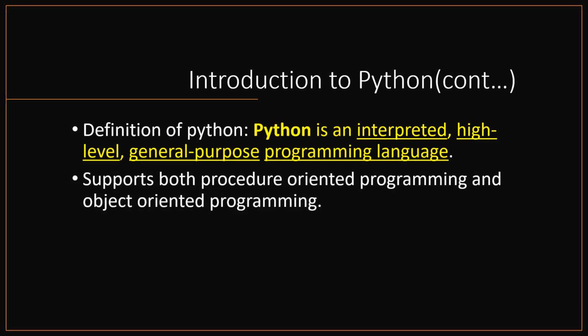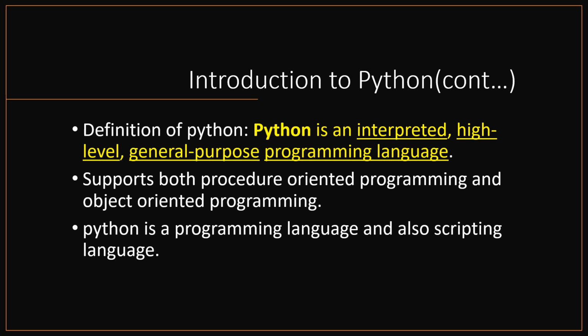The next point that you should remember is that it supports both procedure oriented programming as well as object oriented programming. Even this I will be explaining in detail. The last point that you have to remember is Python is a programming language. Also Python is a scripting language. So what is the difference between a programming language and a scripting language? In detail I will explain that as well.